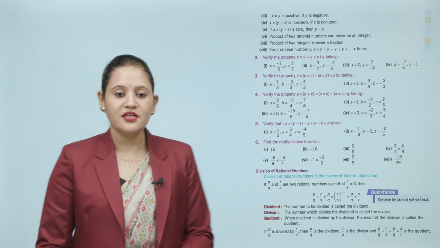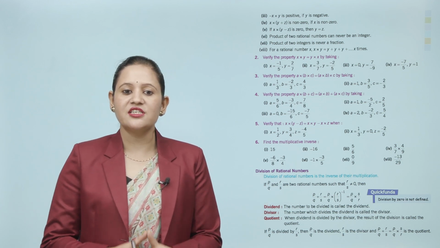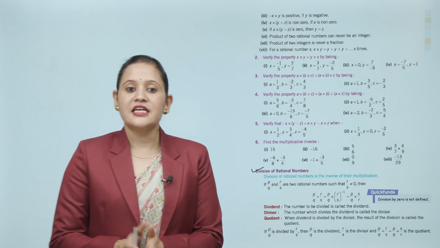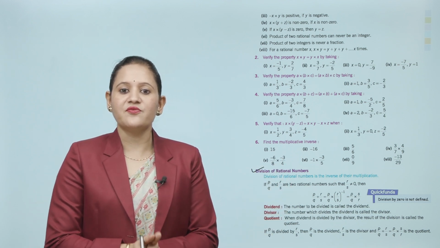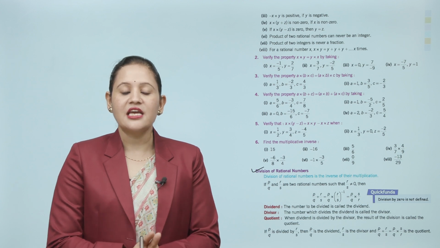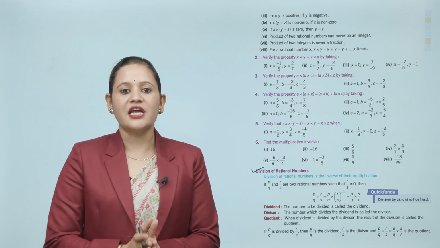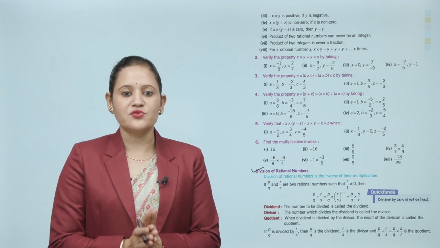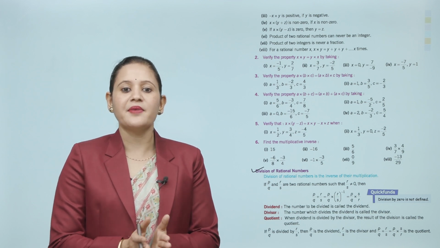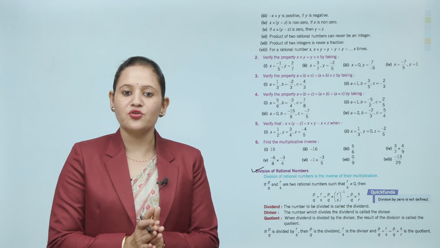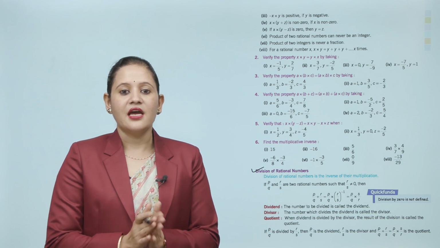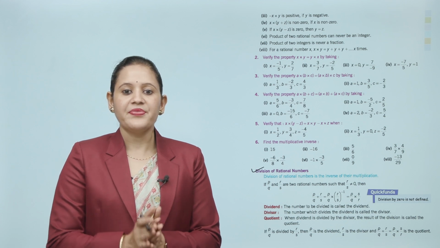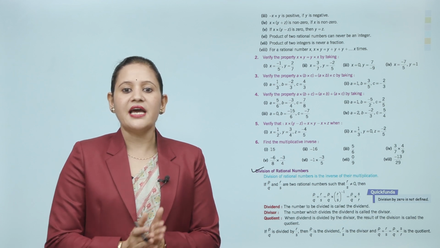Practice all the question. Our next topic is division of rational numbers. Division of rational numbers is the inverse of their multiplication. If P upon Q and R upon S are two rational numbers such that R upon S is not equals to 0, then P upon Q divided by R upon S equals to P upon Q multiplied by R upon S to power -1, or we can say P upon Q multiplied by S upon R.